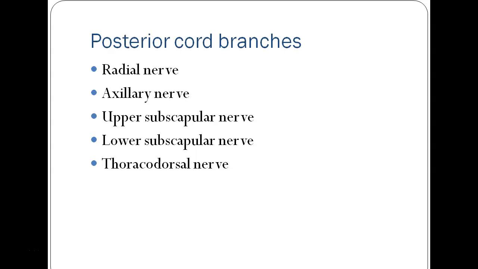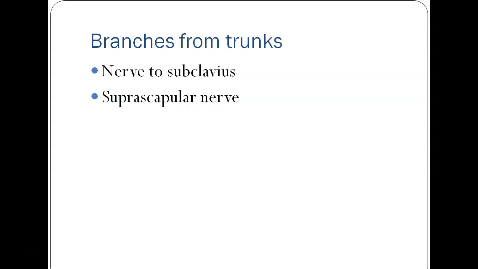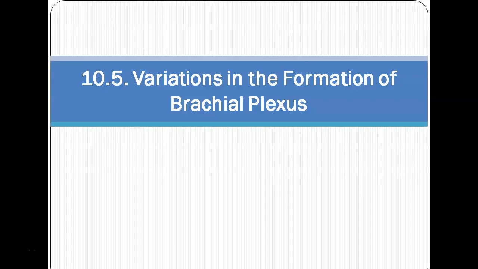Apart from cords, there are branches coming from roots also. So roots give dorsal scapular and long thoracic nerve of Bell. 2 branches arise from roots. Then we go to branches arising from trunks. That is the upper trunk. The upper trunk gives rise to nerve to subclavius and suprascapular nerve. So we have seen the formation of brachial plexus and the branches.